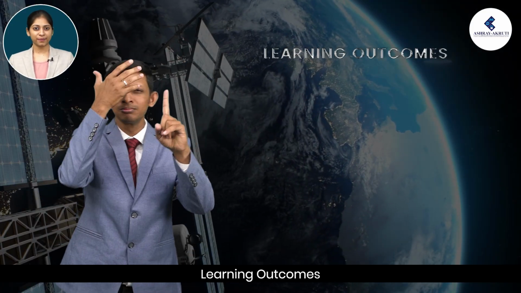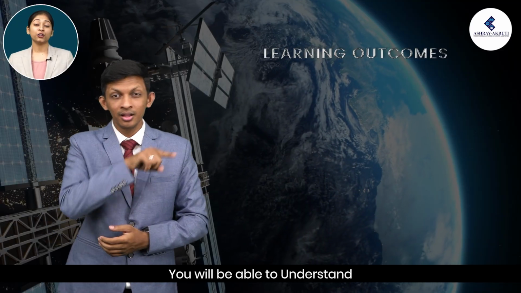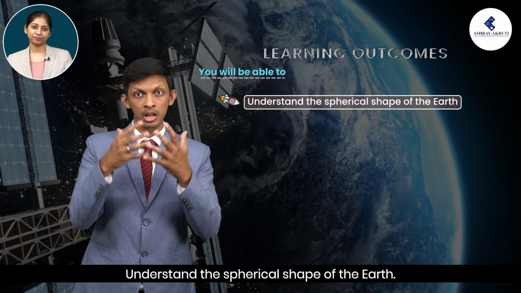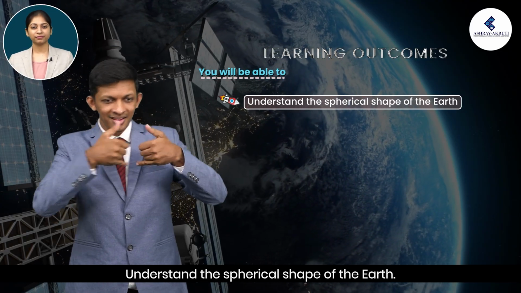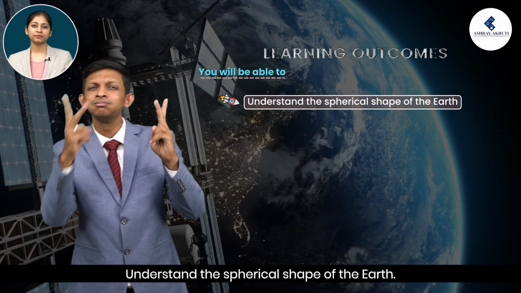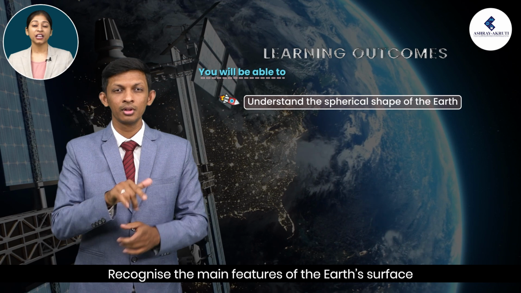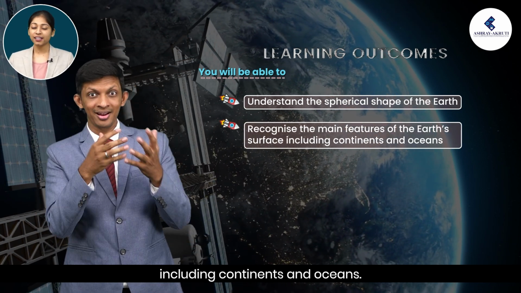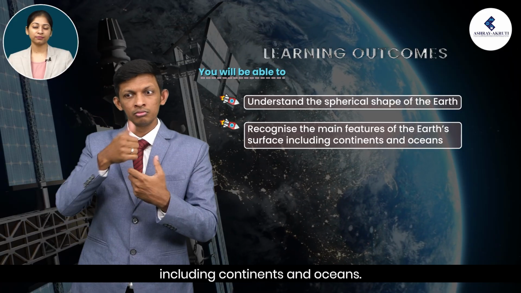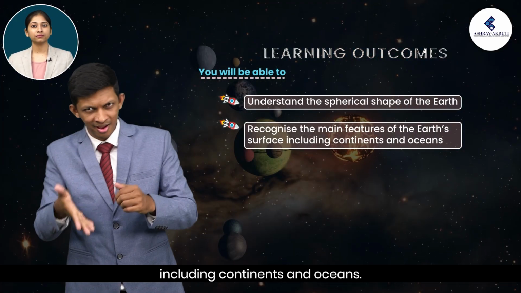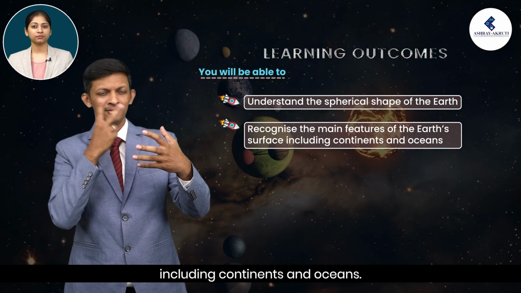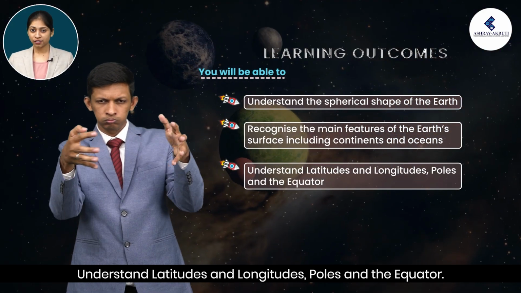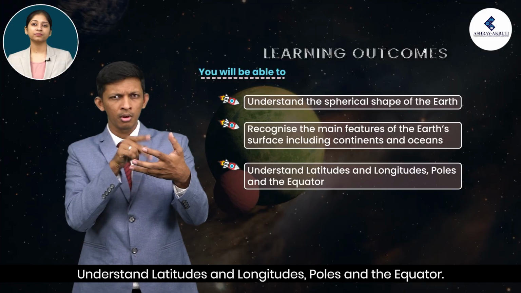Learning outcomes. You will be able to understand the spherical shape of the Earth. Recognize the main features of the Earth's surface, including continents and oceans. Understand latitudes and longitudes, poles and the equator.